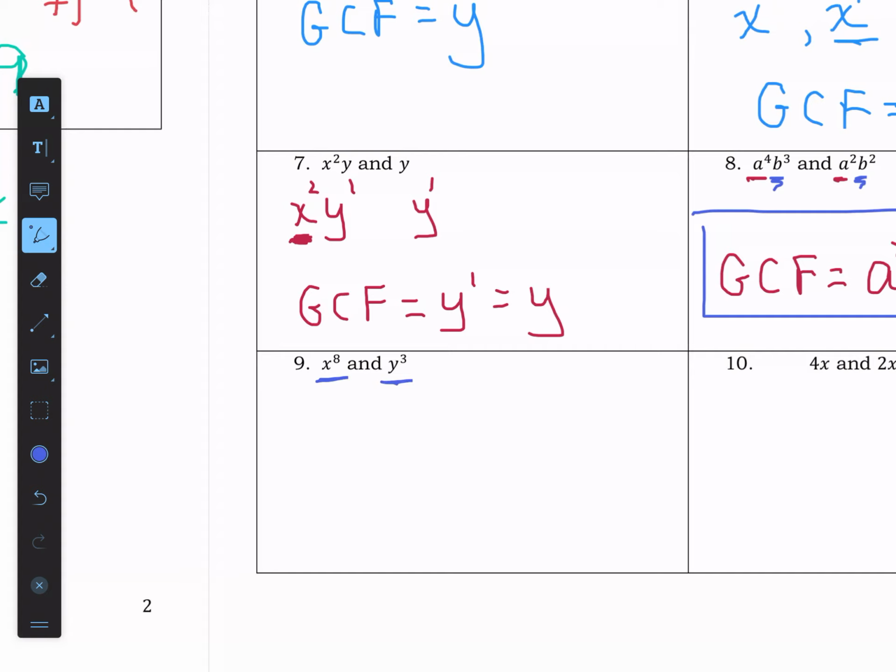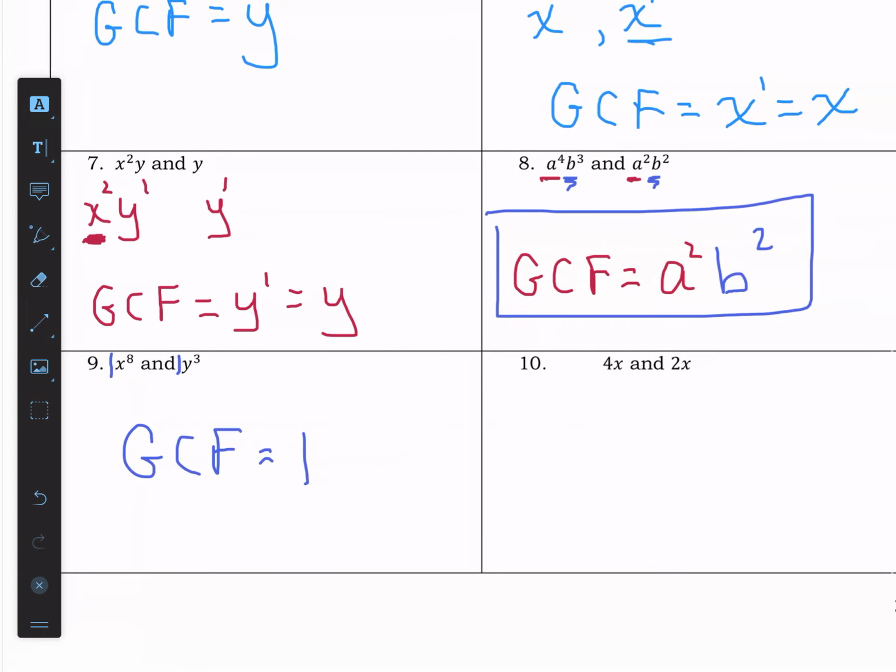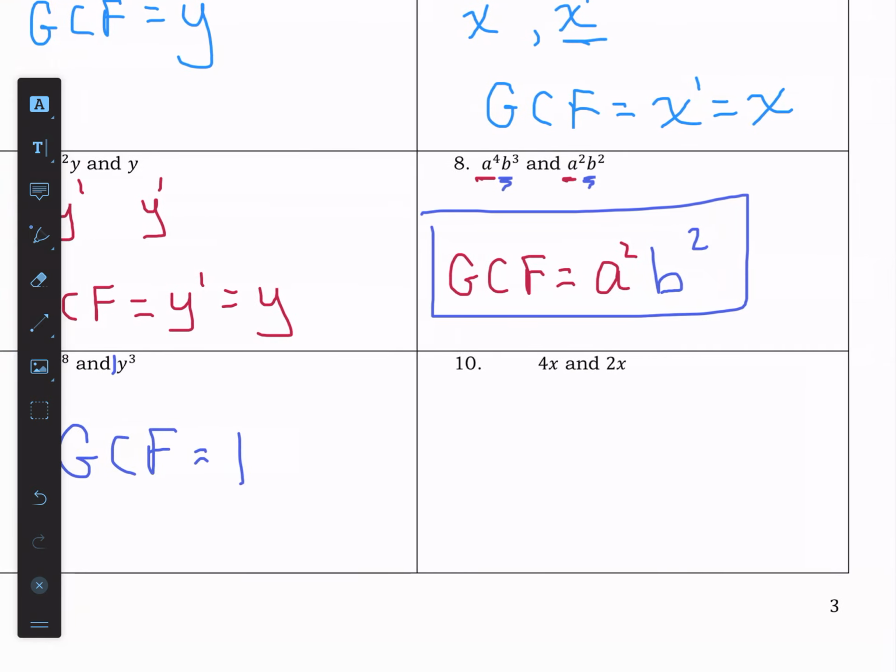So just keep in mind that both of these guys have invisible ones in front, okay? Now, that means then if the variables are totally different, then the GCF is just going to be 1, okay? If they're completely different, the GCF is just 1. And that holds true for whether it's variables or numbers. If they have nothing in common, the GCF is just 1, okay?